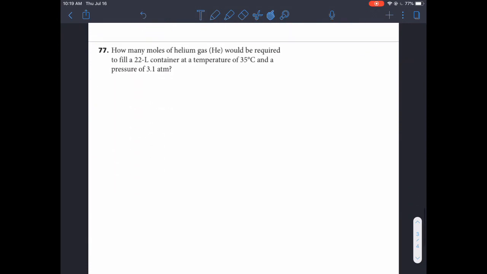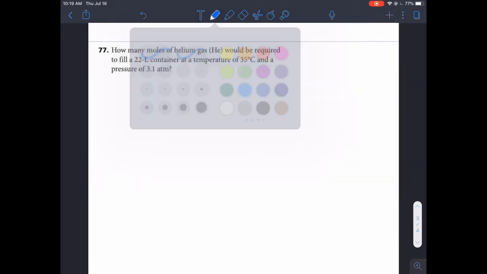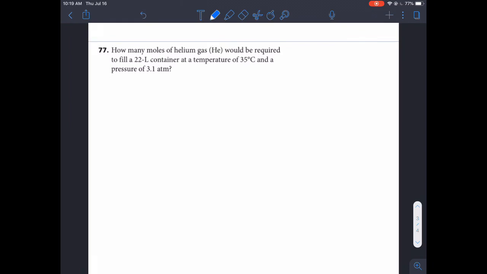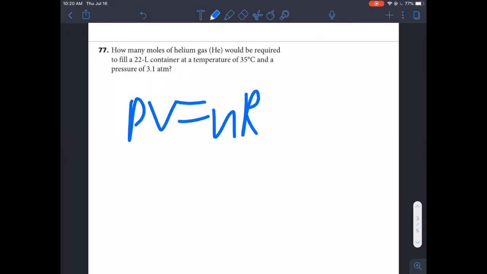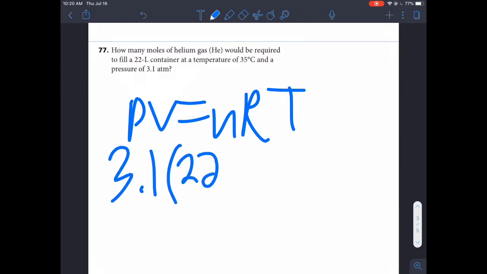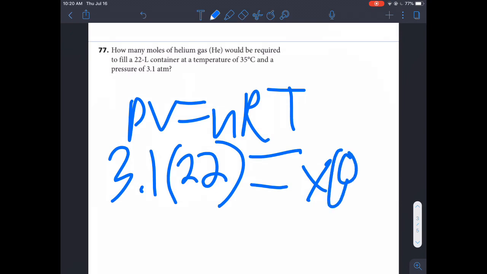Okay, so now the second problem. How many moles of helium gas would be required to fill a 22-liter container at a temperature of 35 Celsius and a pressure of 3.1 atm? So again, we can identify that this is ideal gas law because we're given three variables, and we're just looking for the fourth. So do it again. PV equals nRT. So pressure's going to be 3.1. Volume's going to be 22. And then we're going for moles. And then R would be 0.0821 again.